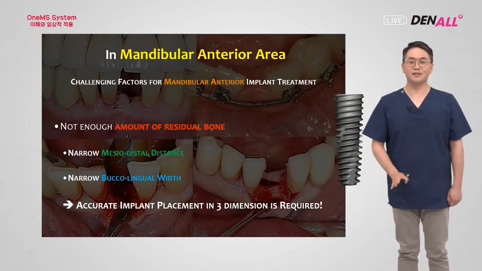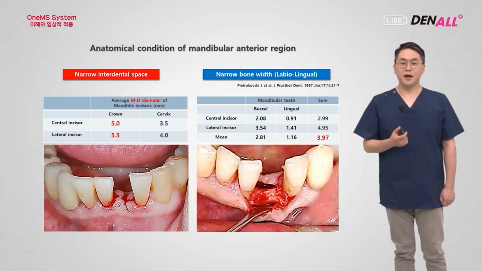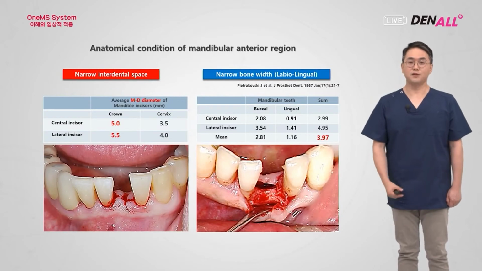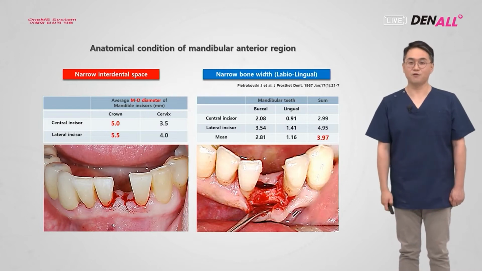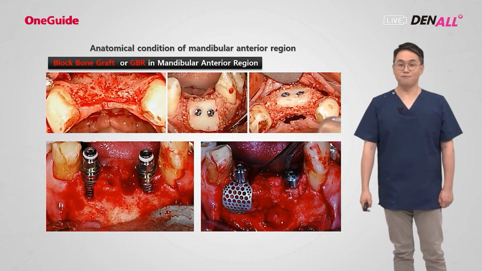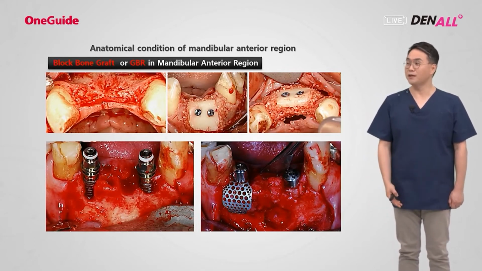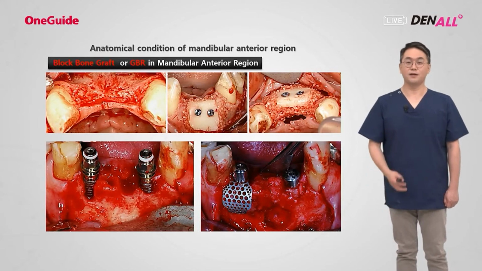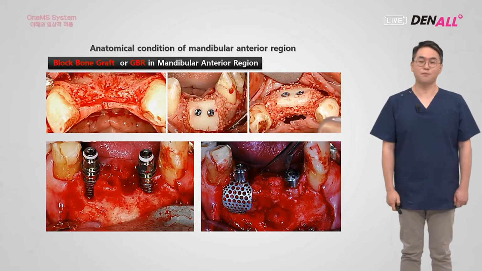So a lot of tricky issues. In the mandibular anterior area, some hesitate or do not want to place implants. The anatomical condition shows that there is a narrow interdental space, and the mesiodistal distance is also very narrow. Because of that, typically, if you want to place a typical two-piece implant, then you have to do a block bone graft, or Smart Builder or Os Builder, and other customized titanium mesh needs to be used for GBR. So it's really complicated.